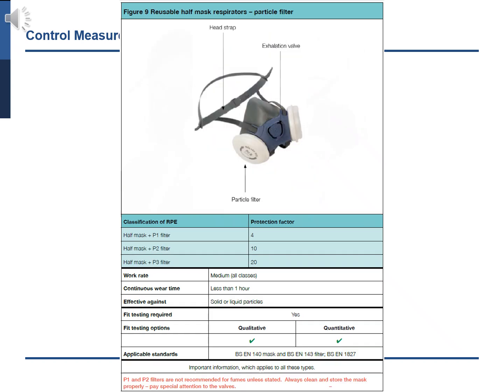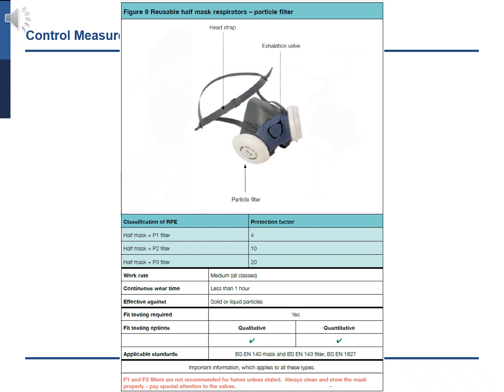Reusable half-mask respirators, particle filter, usage guidelines. Classification and protection factor. Half-mask plus P1 filter, protection factor of 4. Half-mask plus P2 filter, protection factor of 10. Half-mask plus P3 filter, protection factor of 20. Work rate, suitable for medium work rates across all classes. Continuous wear time, recommended for less than 1 hour.